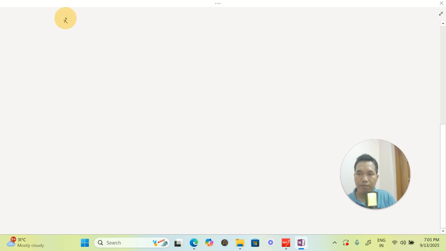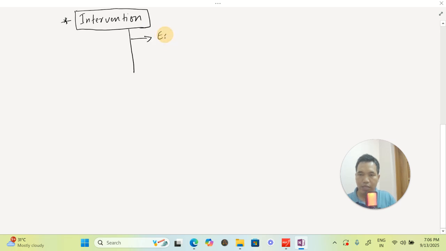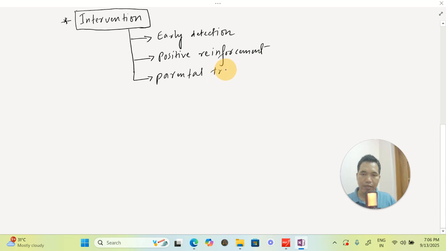Now coming to number 3, which is intervention. What is the importance of number 3 under intervention? Number 1 is early detection. This is a very important point. Second thing, positive reinforcement, which is another important point. And next is how the parent deals with the training, parental training.